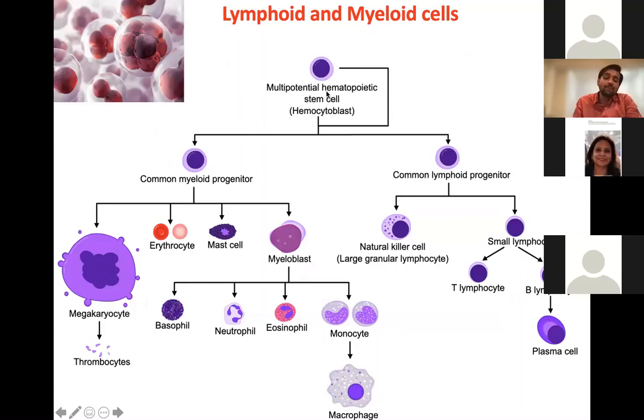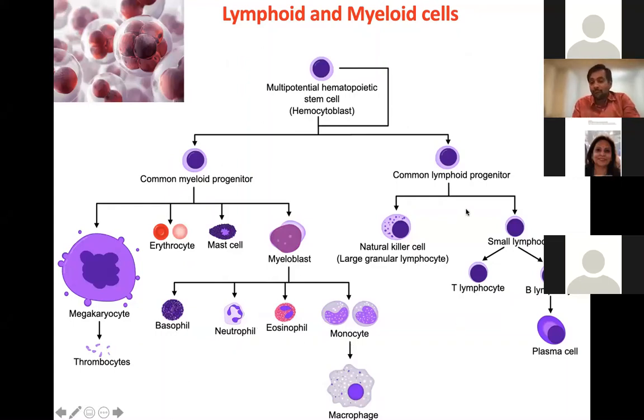So in the bone marrow niche, we have multipotent hematopoietic stem cells. This is just an overview of how they differentiate into common myeloid progenitor cells and common lymphoid progenitor cells. I have already talked about how myeloid progenitor cells are part of innate immunity. They are the first responders. So we have thrombocytes, erythrocytes, mast cells, and myoblasts, which further differentiate into different cell types: basophils, neutrophils, eosinophils, monocytes, and they further produce the macrophages.